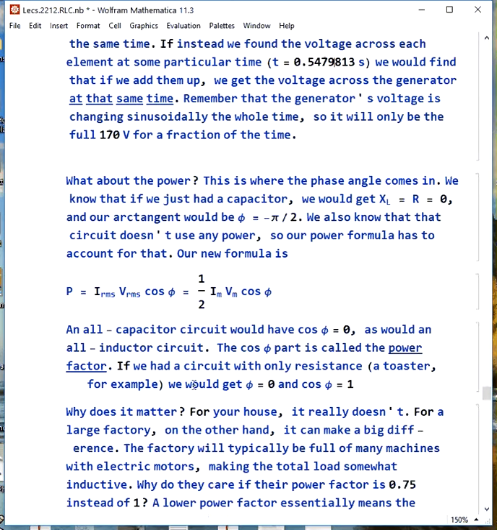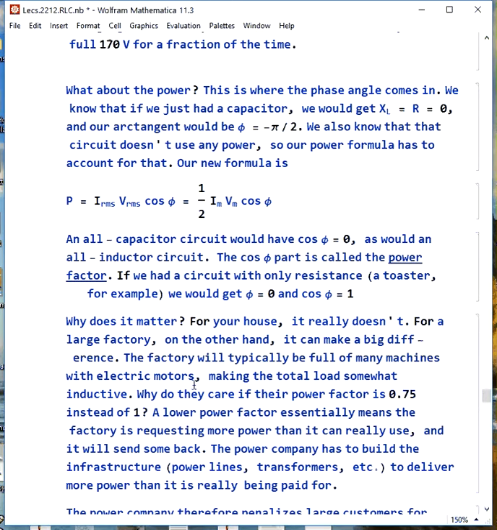Now, what about the power? This is where we use the phase angle part. We know if we just had a capacitor, X_L would be 0 and so would R. That would give us arctangent of phi is negative infinity, so arctangent of that would give us phi equals negative pi over 2. We also know that circuit doesn't use any power, so our power formula has to reflect that. If our power formula is I RMS V RMS cosine phi, well, cosine phi in this case is 0, so that works. Of course, we can do this with amplitudes, and we get our factor of 1/2 back that we introduced RMS stuff to get rid of in the first place.